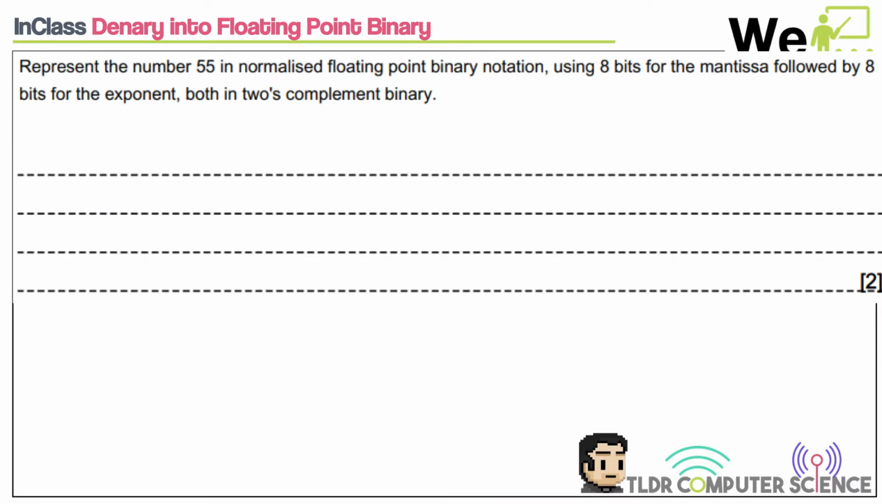So looking at this question here, we are now converting a denary value into a floating point binary value. We're going to represent the number 55, but the format we need to represent it in is an 8-bit Mantissa followed by an 8-bit exponent. And both will be in 2's complement. And if you remember what I said previously, even if they don't say it's 2's complement, you should assume it, because most values can be held as negative or positive. So how are we going to do it?